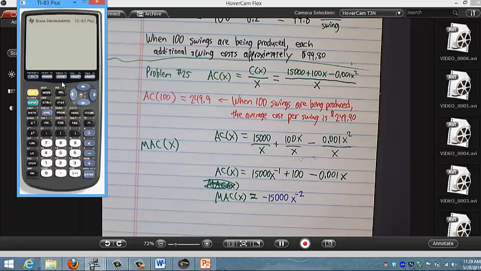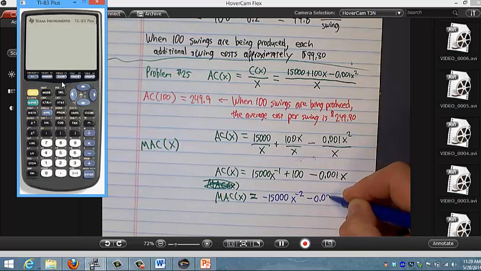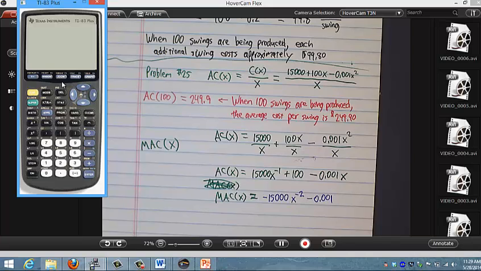Plus 0, right? And then minus 0.001. There's the marginal average cost function. Stop me if you have questions. Otherwise, I guess I'll just keep flying ahead. You guys with me?